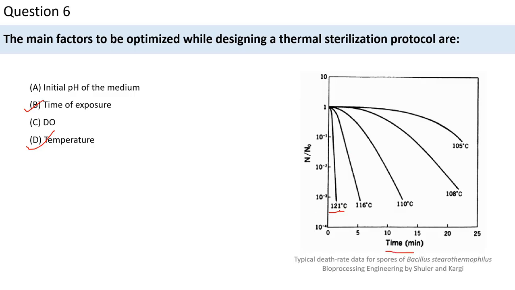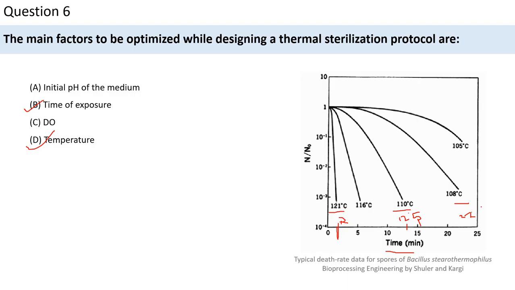So when they kept it at 121 degrees Celsius, they got 10 power minus 3 N by N naught in almost 1.5 or 2 minutes. Whereas when they took 110 degrees Celsius, 12.5 minutes was taken to reach the same 10 power minus 3. Whereas in the case of 108, this was even more, almost 22.5.